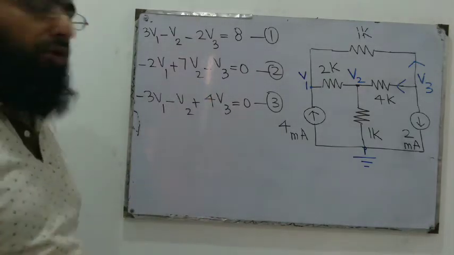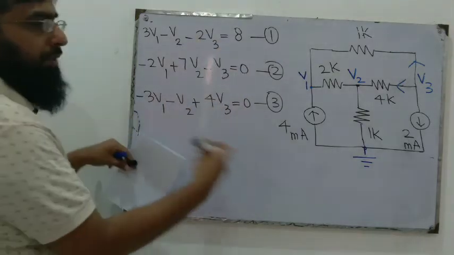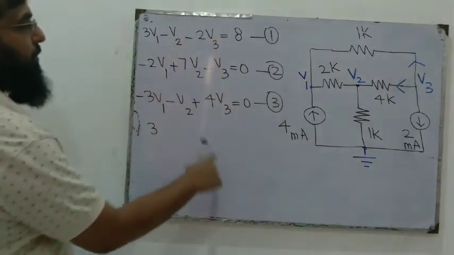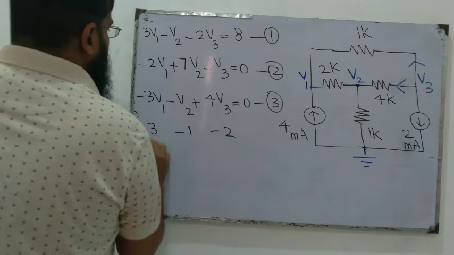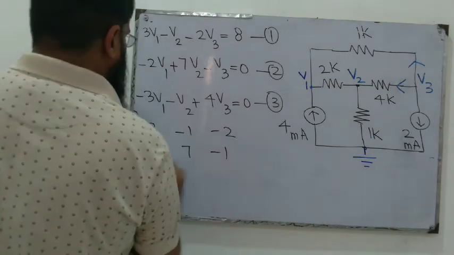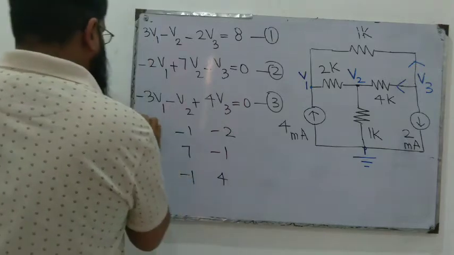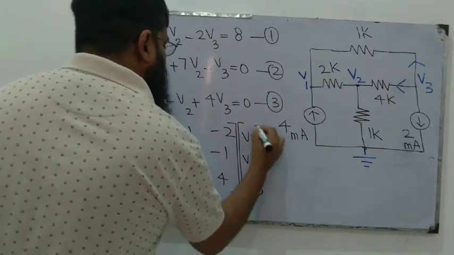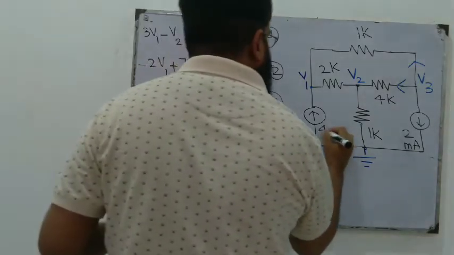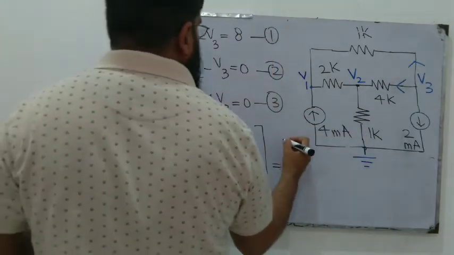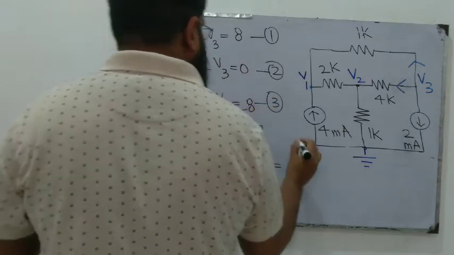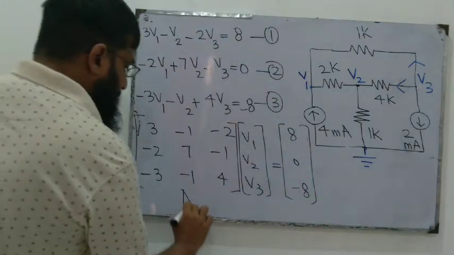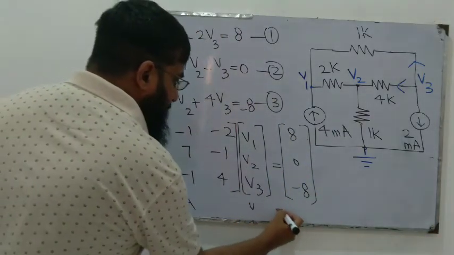First we have to write them in the form of a matrix. We can convert these three equations into matrices, as we have already studied in elementary school. Taking their coefficients: 3, minus 1, minus 2; minus 2, 7, minus 1; minus 3, minus 1, 4. The variables V1, V2 and V3 are equal to the constants 8, 0, minus 8.